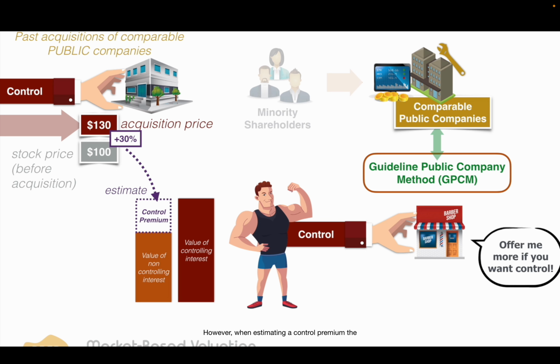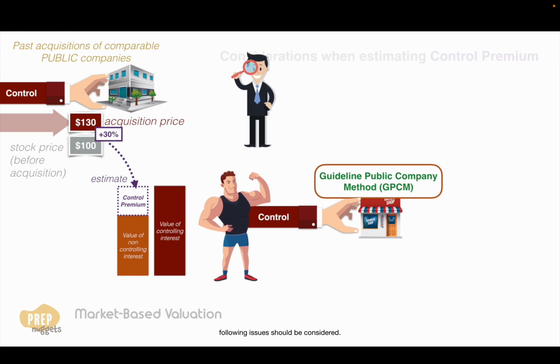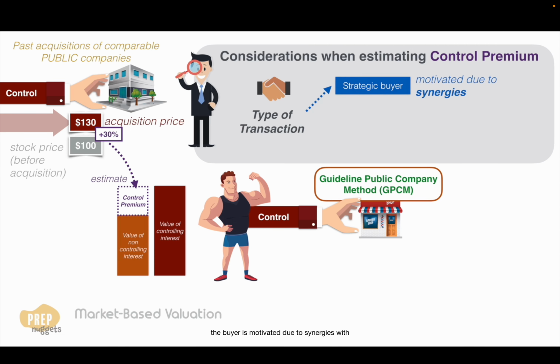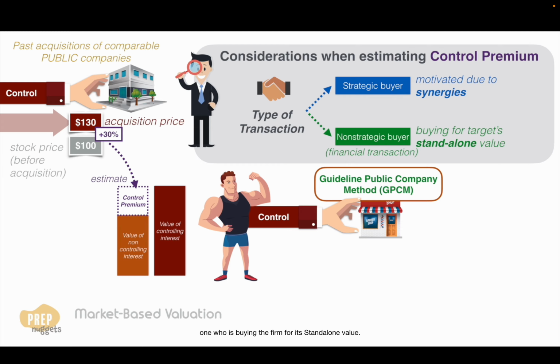However, when estimating a control premium, the following issues should be considered. First, the type of transaction. A transaction may be either strategic, where the buyer is motivated due to synergies with the target, or non-strategic, where the buyer is one who is buying the firm for its standalone value. A strategic buyer will typically pay a higher price premium.